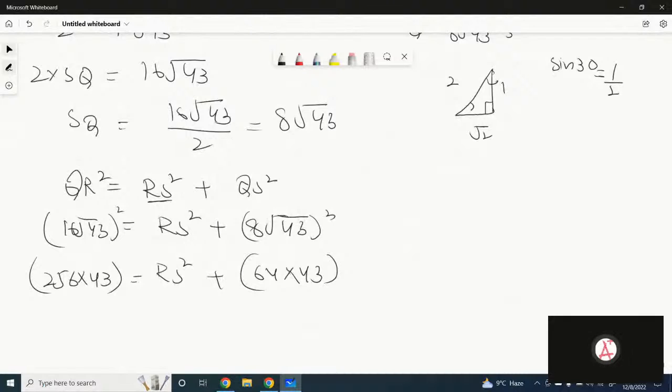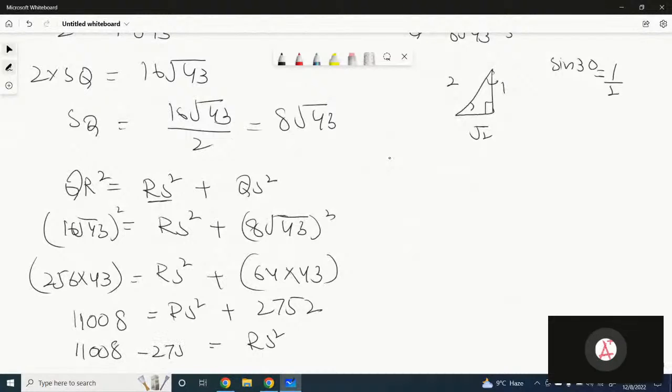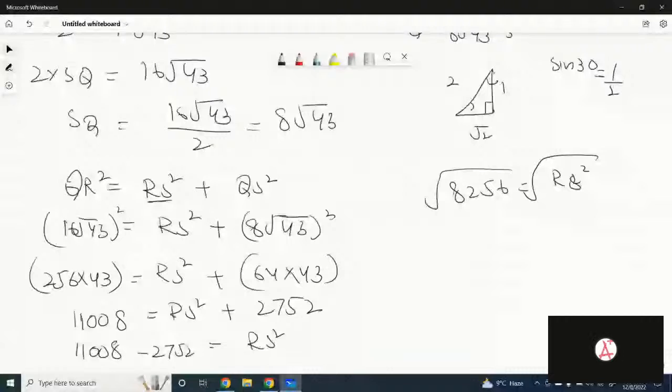So let's just calculate all the values. They are 256 times 43, 11,008, and 64 times 43, that is 2,752. So moving it to the other side, it would be 11,008 subtract 2,752, that is 8,256. Got it? Just square root both sides. So square root of 8256 is 90 point something, 90.86 it is.